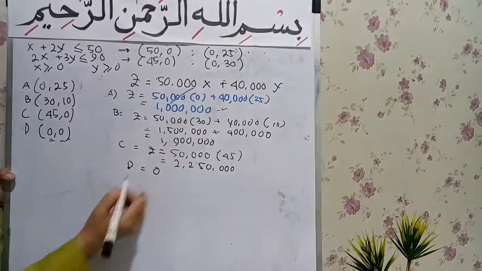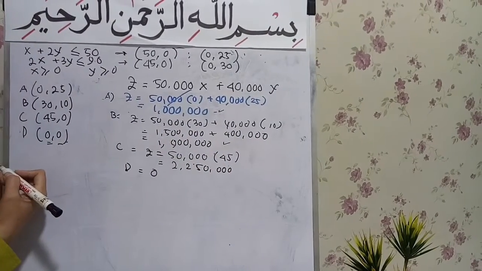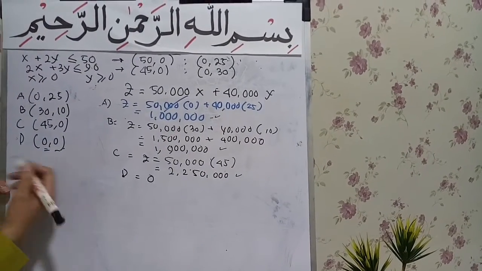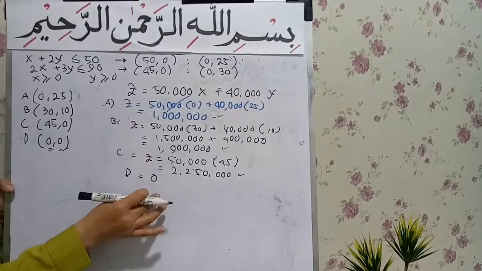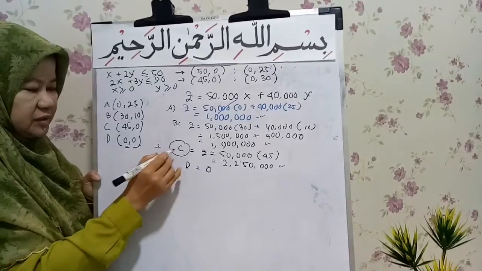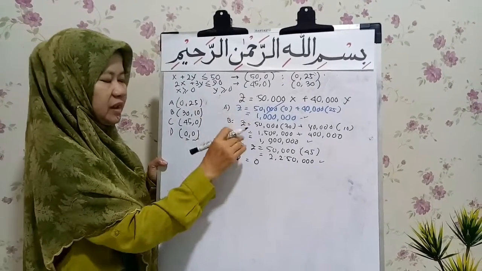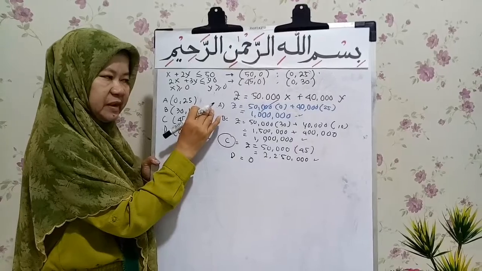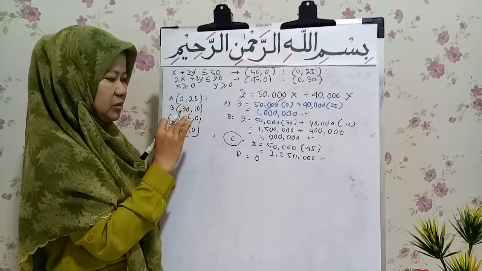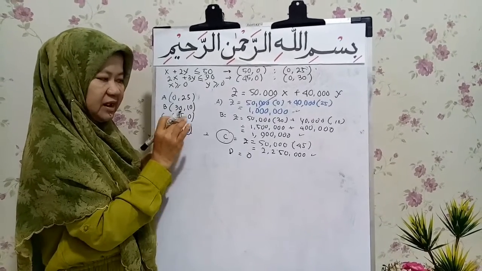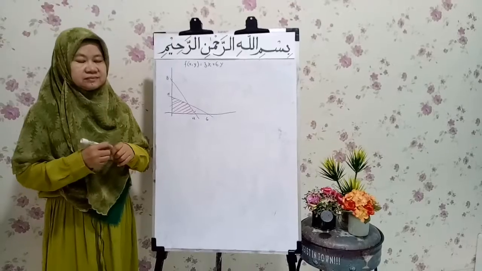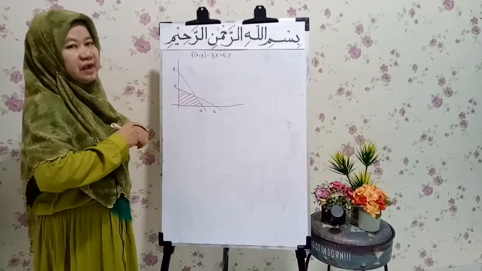From these values, 1,000,000, 1,900,000, and 2,250,000, the one that gives us the maximum value is point C. So at point C we can get the maximum profit, or the maximum value of Z, if we have 45 of x and none of y. Okay, let's go to the next example.